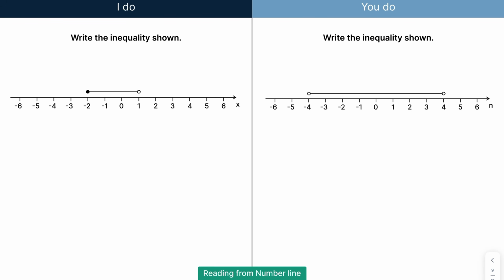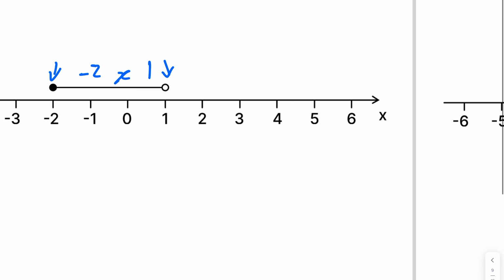Now moving on, we've been asked to read from a number line. So we've been given this number line here. We can see the variable here is x. So we can write down, well, this one here is -2. This one here is 1. So we can write that down. We can write the letter. So the letter is x. Let me just zoom in a little bit here so I've got a bit more space. So -2, 1, x is the letter. And we can see that -2 is colored in. So that is going to be less than or equal to.